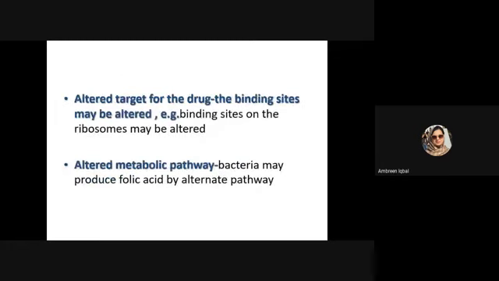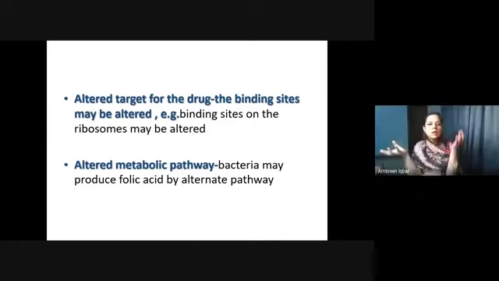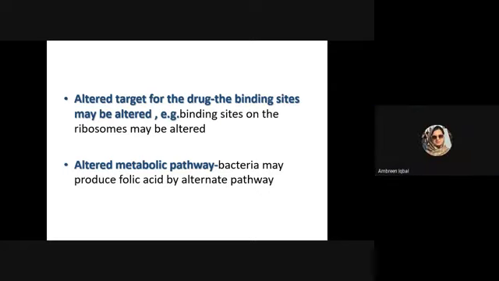Some bacteria alter the target of the drug. The drug has to bind to a receptor and then enter the organism. The bacteria alter the target site. It alters its binding site and changes the shape of the site, and the drug is not able to identify the site, and this way the drug is not responded to by this bacteria. Sometimes the bacteria alter the metabolic pathways. They produce folic acid by other pathways, like in the case of sulfonamide tolerance.